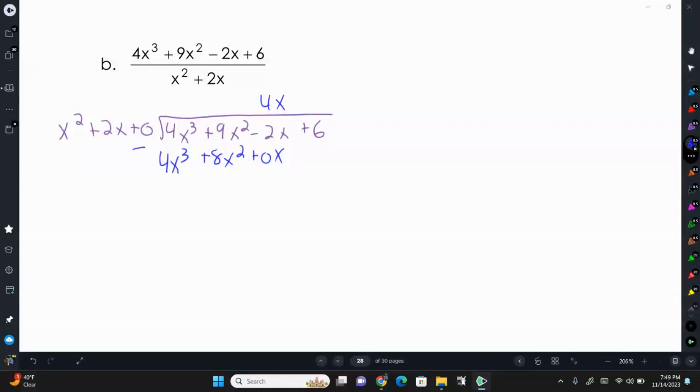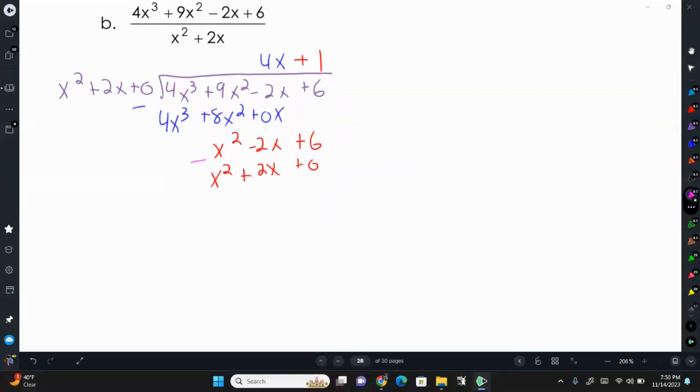Subtract. That gives us 9x squared minus 8x squared is x squared minus 2x plus 6. Well, x squared goes into x squared one time. So we have x squared plus 2x plus 0. And then we subtract, and we get negative 4x plus 6.